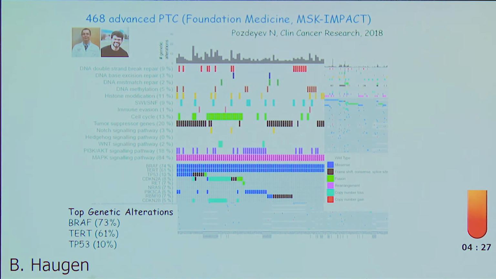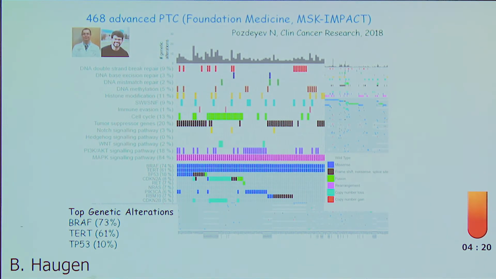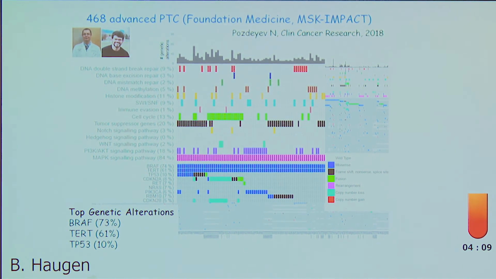This is papillary thyroid cancer, or BRAF. But next is TERT at 61% compared to 9% with TCGA. Again, this is papillary. Some would argue there are probably some poorly differentiateds in here. And then P53 is 10% versus less than 1% in the TCGA. So showing that these are very aggressive tumors.